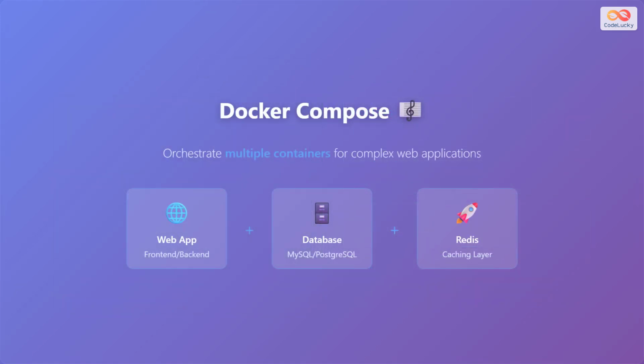Docker Compose is a tool for defining and running multi-container Docker applications. It uses a YAML file to configure the application's services. With Compose, you can orchestrate multiple containers for complex web applications, managing them as a single unit. This simplifies the process of setting up and running applications that consist of multiple interconnected services, such as web apps, databases, and caching layers.